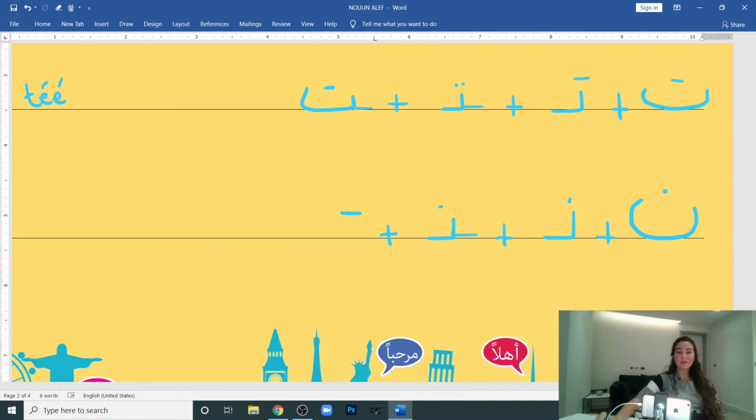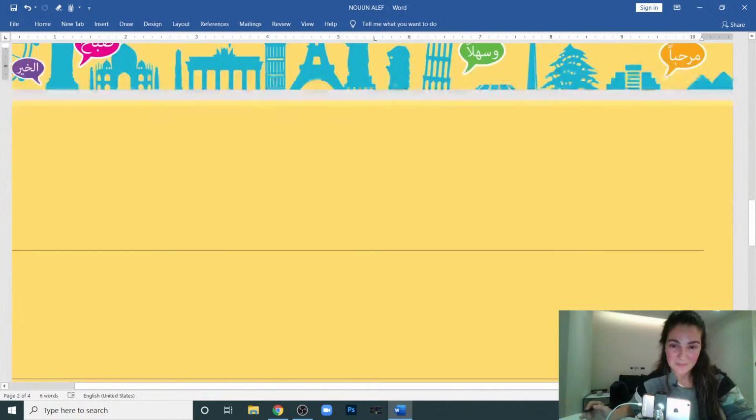It's a flying, floating tail, which means if we had a letter before, it has to be pushed up, just like the letter waw, right? We will practice a few words now anyways.